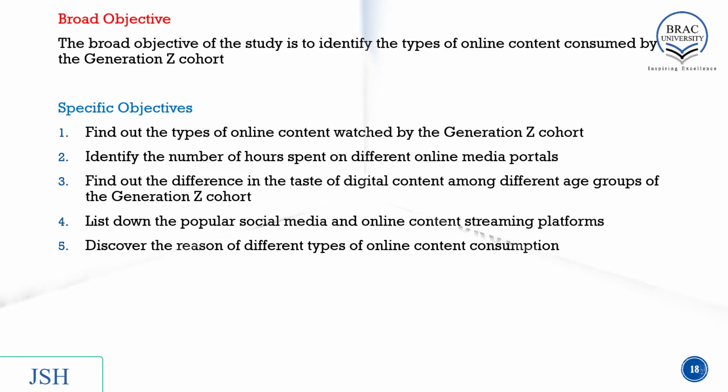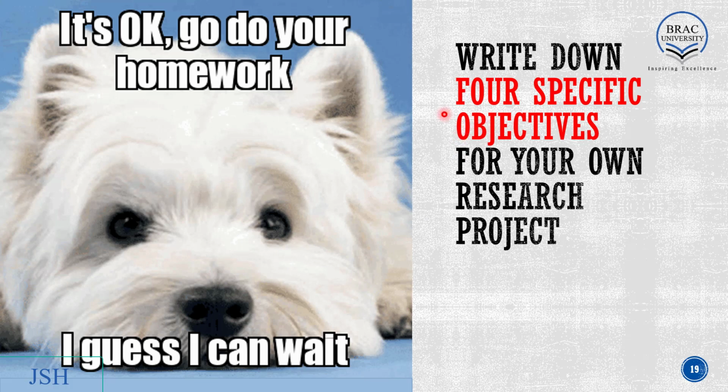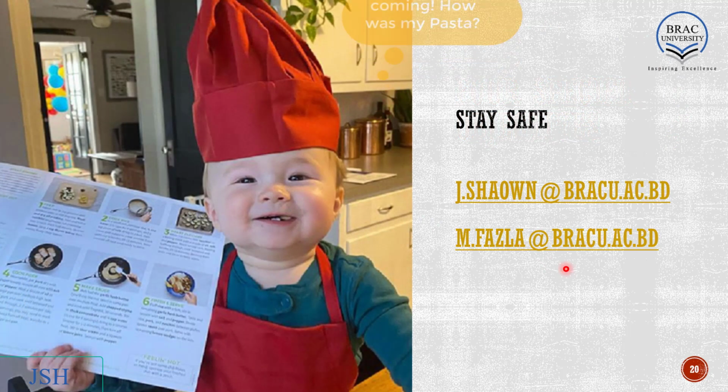All right. So, our discussion topic for today is done here. So for you guys, I have the last piece of homework. So what you have to do is write down 4 specific objectives for your own research project, right? So the one that you worked before, you have to work on that again and write down 4 specific objectives as a group.